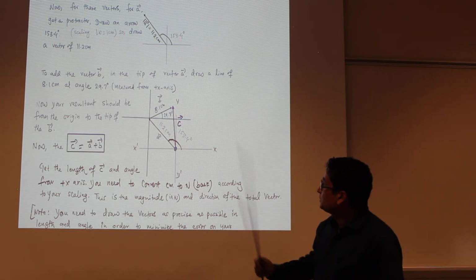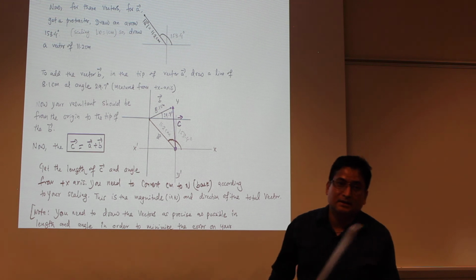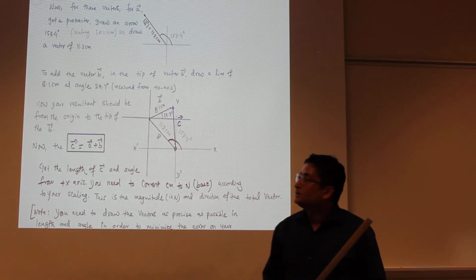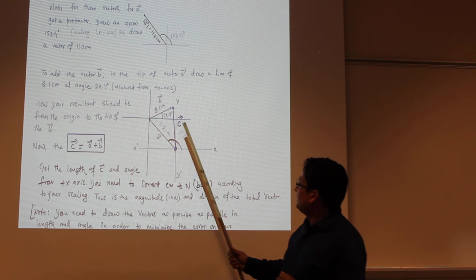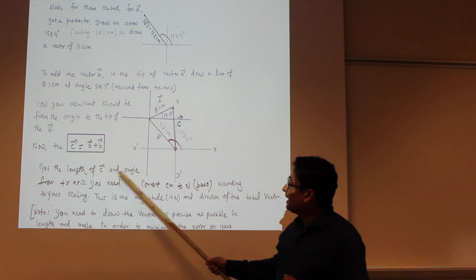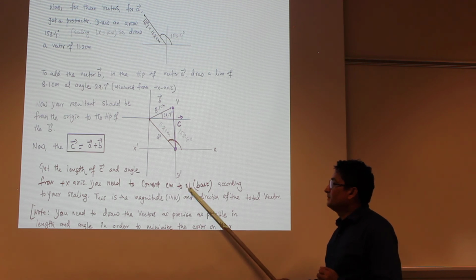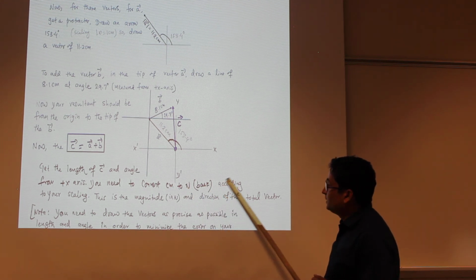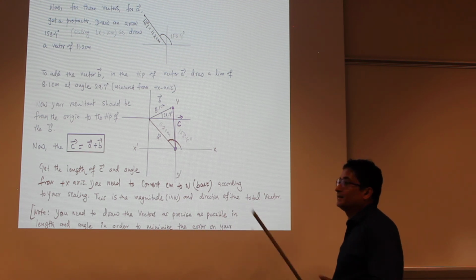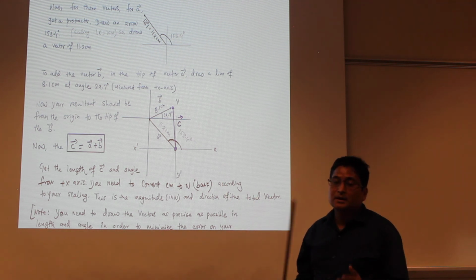Now you get this magnitude in centimeters, but that's not the vector, so you have to scale backward to get newtons. Get the length of vector C and the angle from the positive x-axis, and convert centimeters to newtons according to your scaling. This is the magnitude in newtons and the direction of the resulting total vector. So I hope this can help you to conduct the experiment.